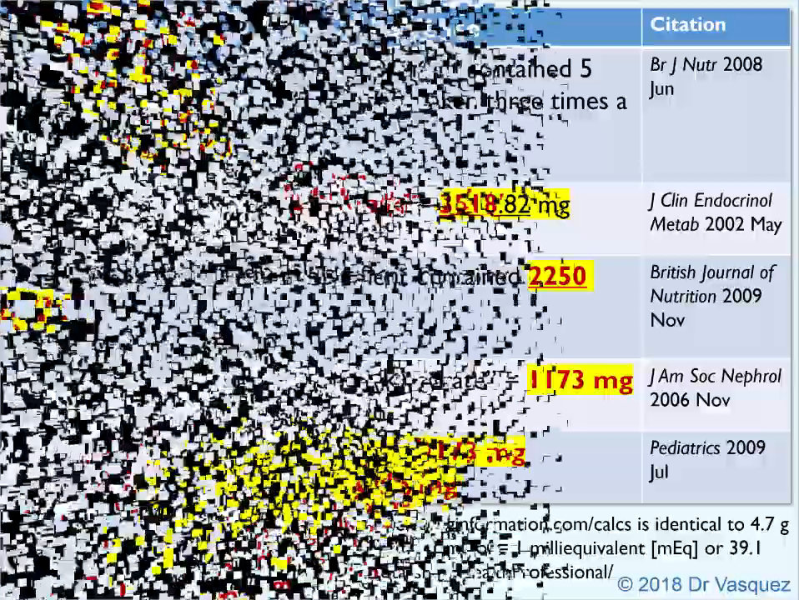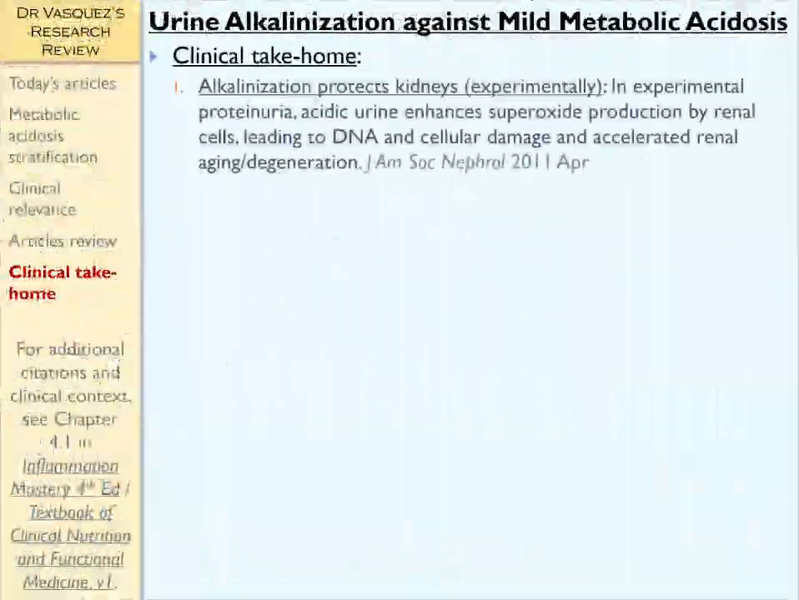So now let's look at the clinical take-home of all of this information so that we all know what we need to emphasize. From article number 1, what we concluded is that alkalinization protects the kidneys, at least in this experimental model. In experimental proteinuria, acidic urine enhances superoxide production by renal cells, leading to DNA and cellular damage and accelerated renal aging or degeneration. So again, alkalinization helps to protect kidney cells by reducing free radical damage.